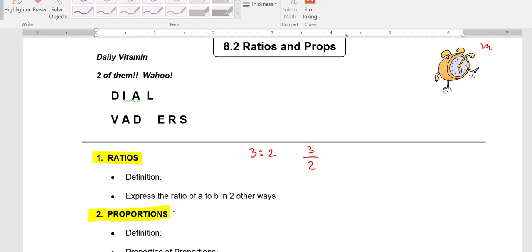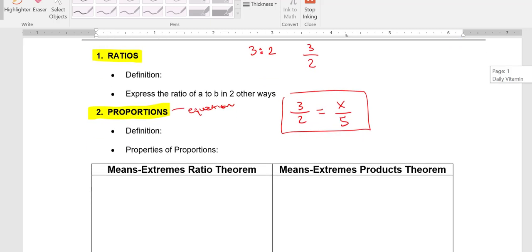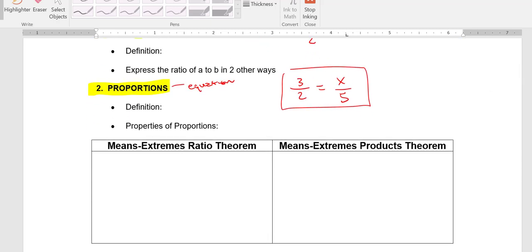Proportion is basically an equation. So it's an equation made up of ratios. So when we're looking at proportions, it would be something like 3/2 equals x over 5. That would be a proportion. Okay, and we can solve proportions using some of the theorems that are down below.